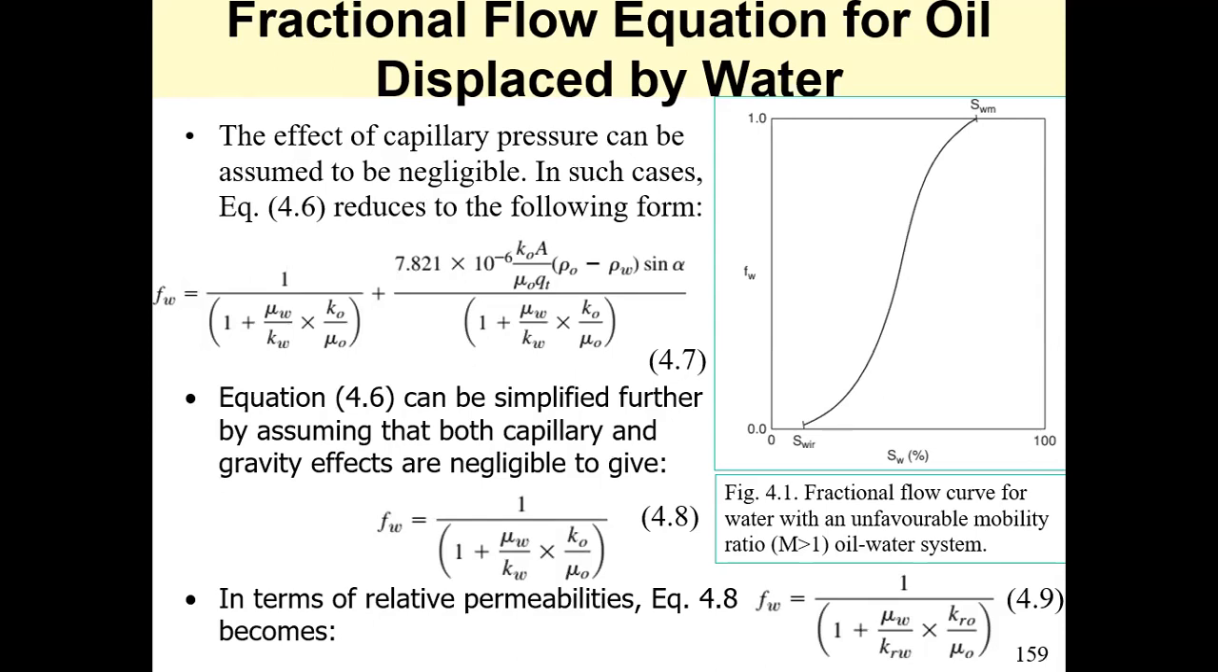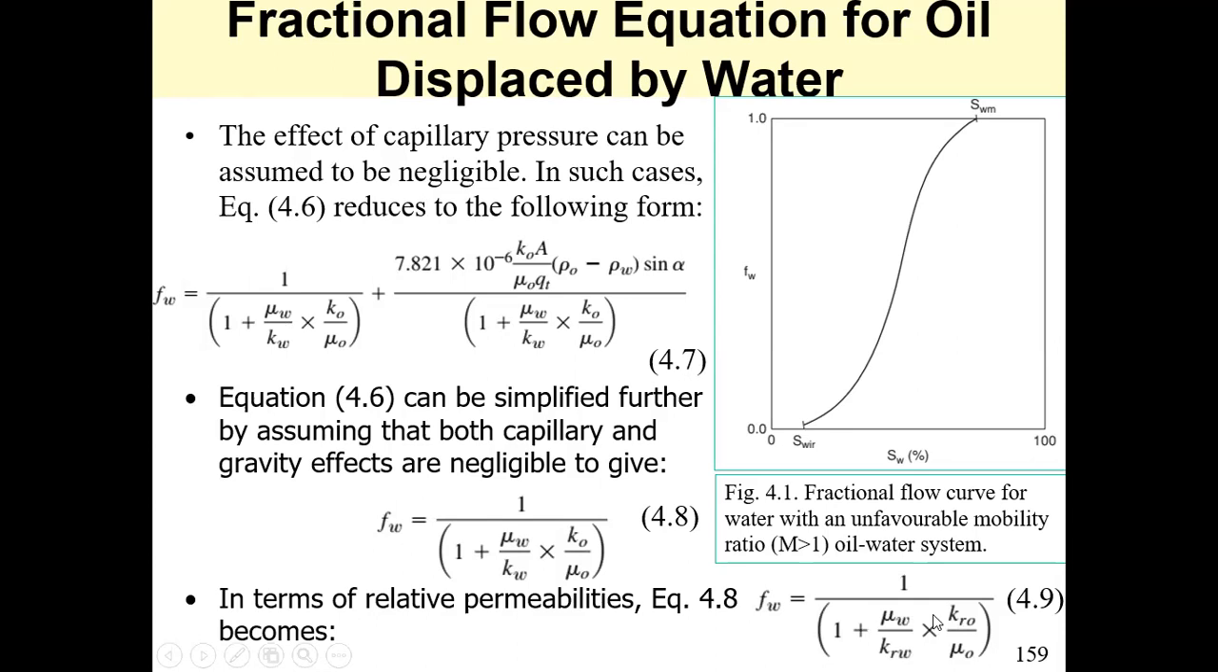Now, you could simplify the fractional flow equation by assuming that gravity and capillary effects are negligible, and that will bring you to equation 4.8. Now, in terms of relative permeabilities, of course, it brings you to equation 4.9.